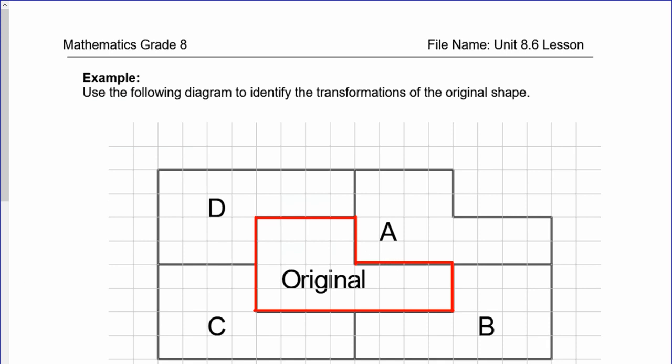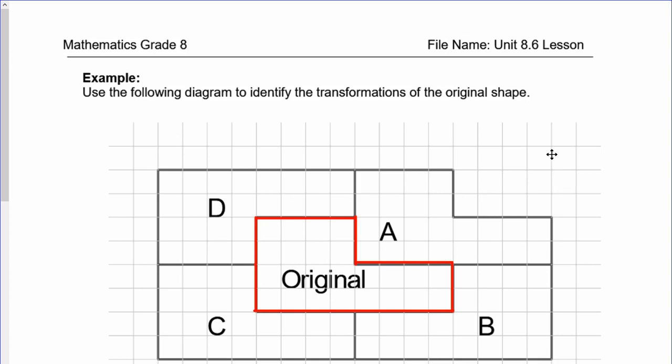All right. The first example we're going to talk about is this one here, where I want you to take a look at the original. And we're going to ask you how you get from here to all of these different locations. Now, we're working with the transformations, which are our translations, which we know as slides from grade 4. We're looking at rotations, which are turns, and reflections, which are flips.